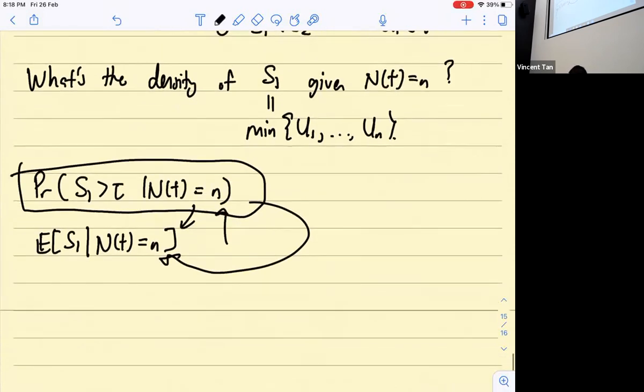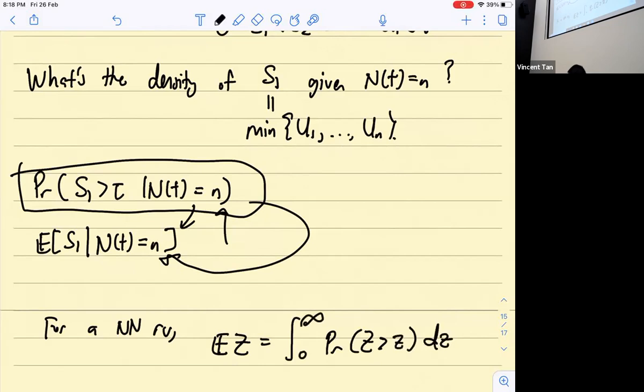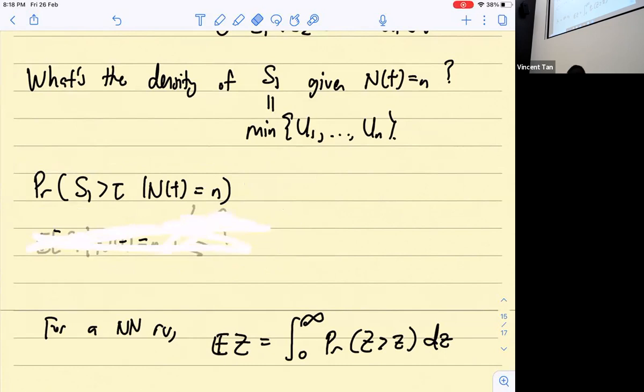Do you remember that for a non-negative random variable Z, the expected value of Z is equal to the integral from 0 to infinity of the probability that Z is bigger than z, dz? We proved this. This is called the layer cake representation. So if I manage to get a handle on this, then it will be relatively easy to compute this by integration. That's our strategy, and this should be our overarching strategy as well. This first term here is very easy to calculate, I claim. So let us compute this.